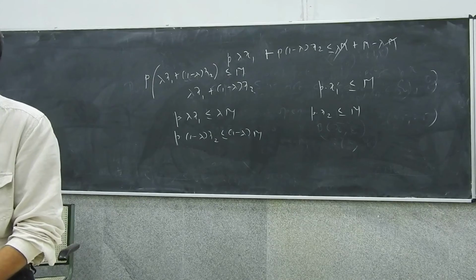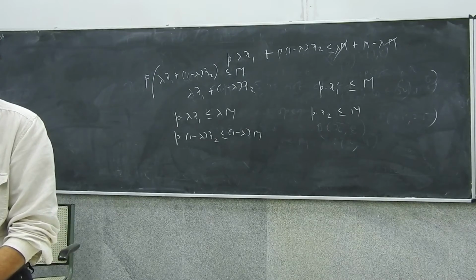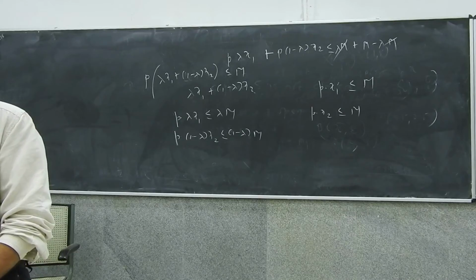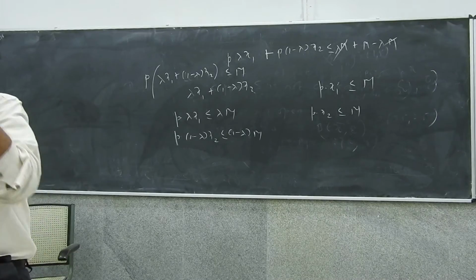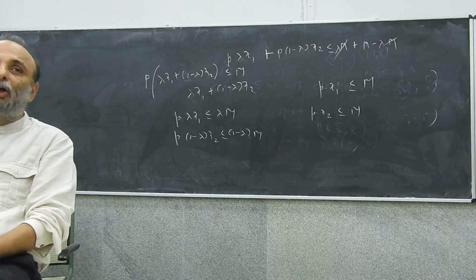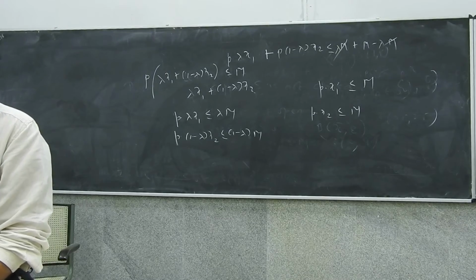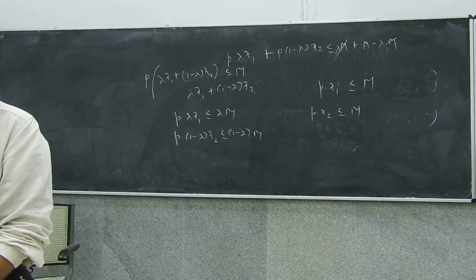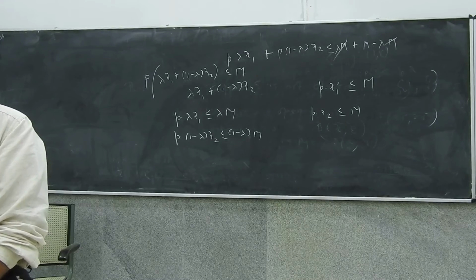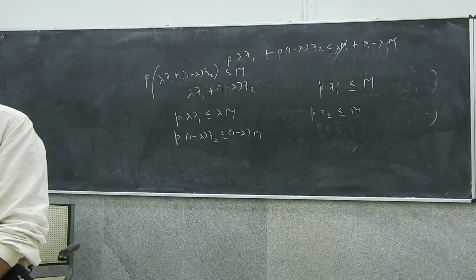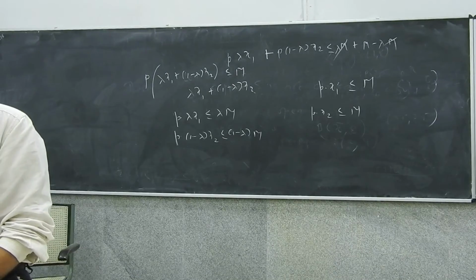Can you give me examples of sets which are not convex? Any complementary set of real numbers? Even numbers. Is the set of even numbers a convex set? No, because the linear combination of two even numbers is not necessarily an even number. 0.5 times 2 plus 0.5 times 4 is 3, which is an odd number. So the set of even numbers or the set of odd numbers are not convex sets.